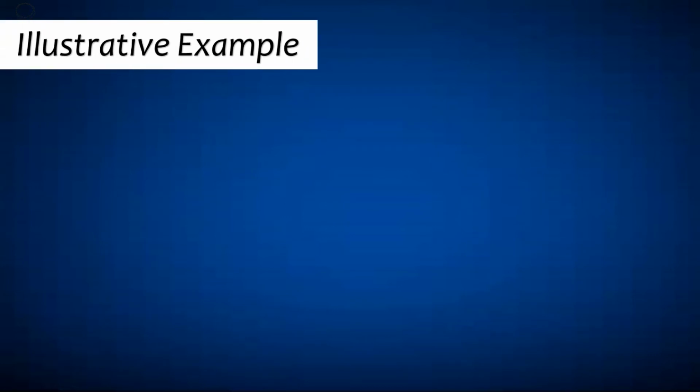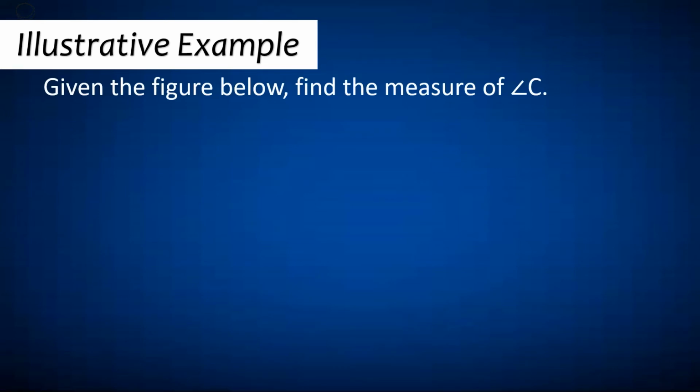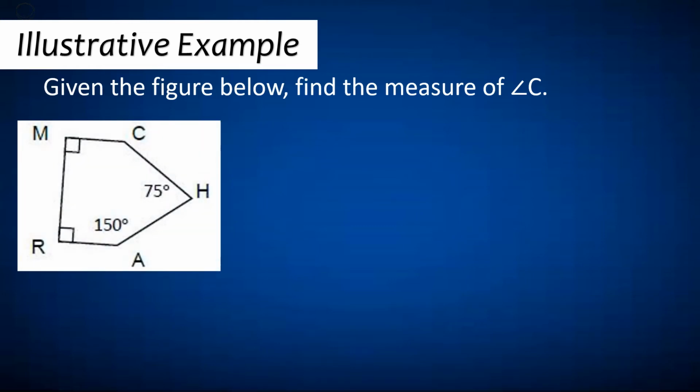Next. Next is, given the figure below, find the measure of angle C. So, we are given a figure. The question is, what is the measure of angle C? If you look, our figure is a pentagon. Meaning, we have 5 angles. And in our figure, 4 have measures. Meaning one is missing, angle C.